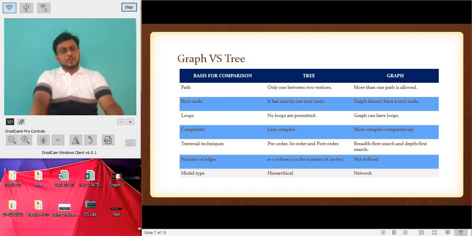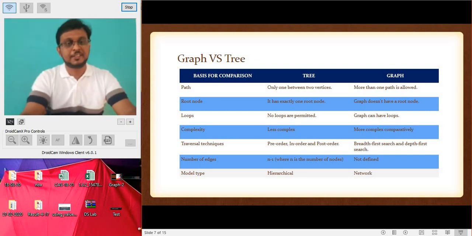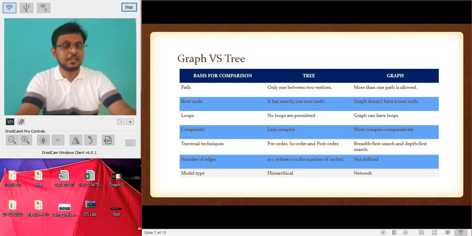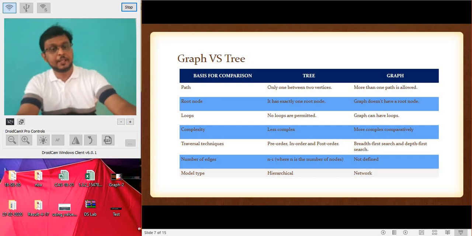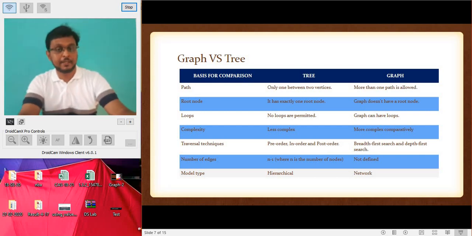Now let us discuss the differences between graphs and trees. We have studied trees well in our lecture classes. Here I have taken the parameters for comparison: path, route, loop, complexity, traversal techniques, number of edges, and the model type. These are the parameters taken for the comparison. Okay, the first parameter, that is path.